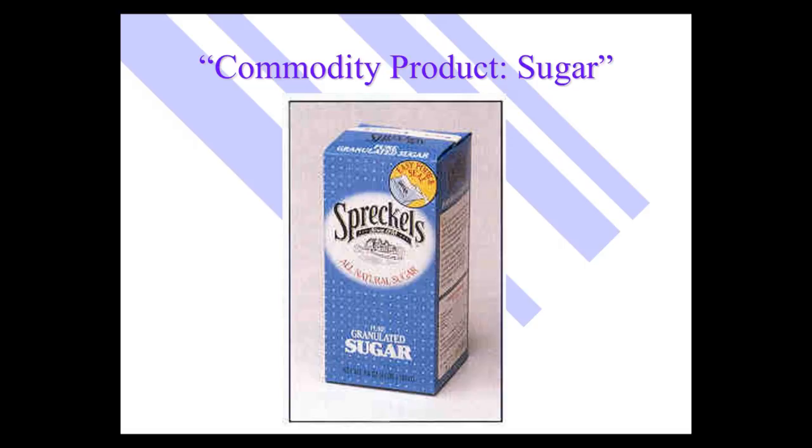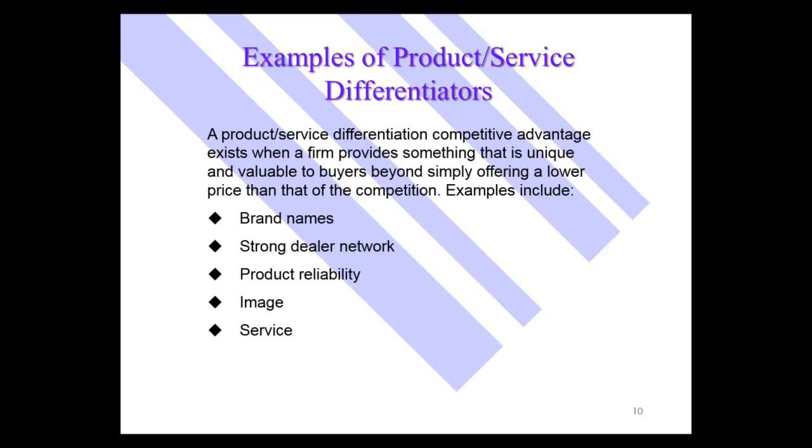The problem with this product for Spreckels is that it's a more expensive package than the traditional package, so they had to raise the price a little bit, and there were lots of people that didn't want to pay more because they really were looking at sugar on a price per pound basis. Spreckels tried to differentiate with that package, and it wasn't very successful, but that is one way to differentiate. There are a bunch of ways that you can differentiate.